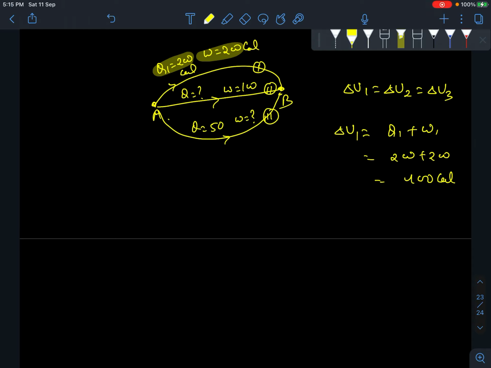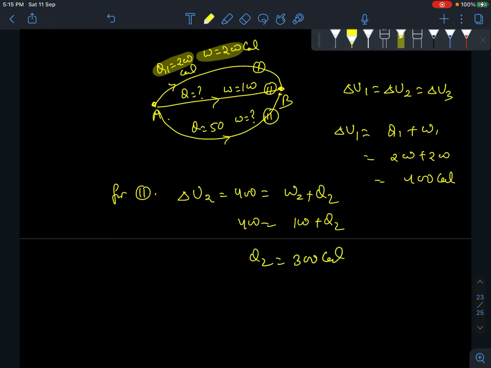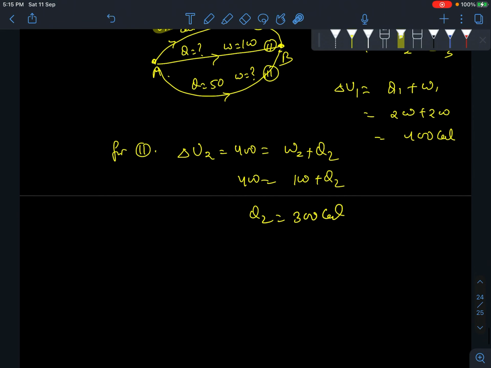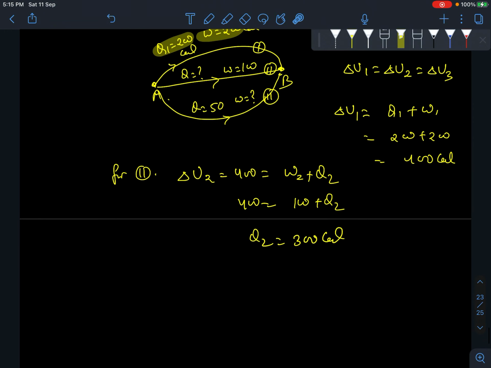Now in the second case also this value will be the same. For the second we can say that delta U2 is 400, and that will be equal to W2 plus Q2. And what is W2 this time? 100 is given, Q we don't know. So Q2 will be how much? 300 calorie. And like that you can apply it here. This is a wonderful application of the first law of thermodynamics, because U is a state function.